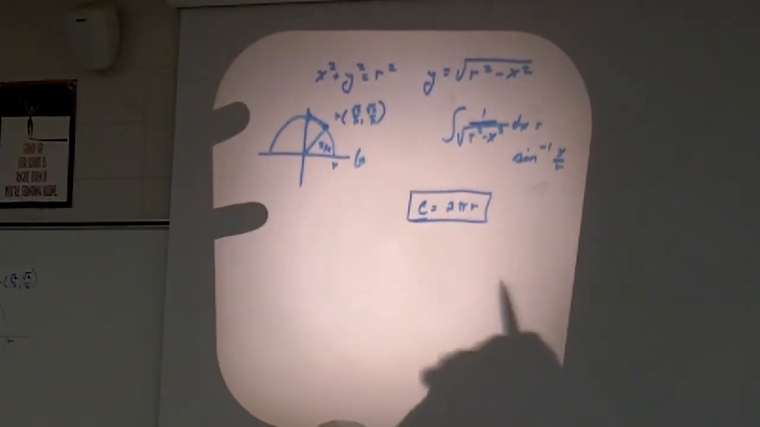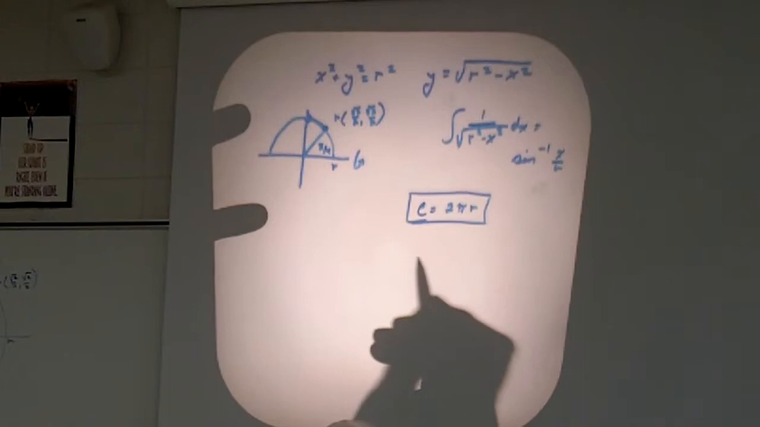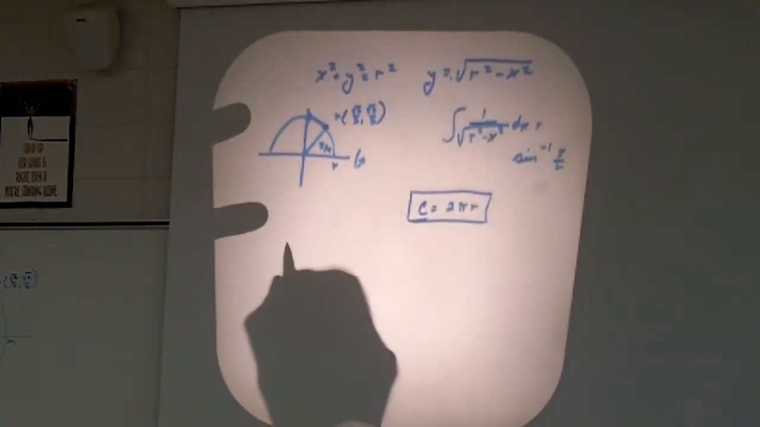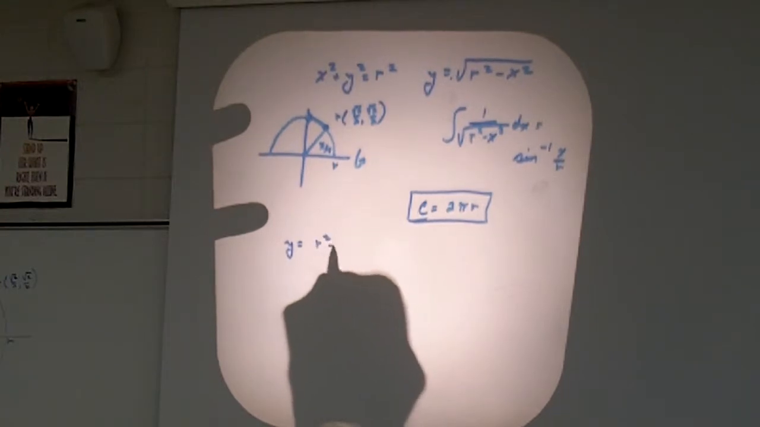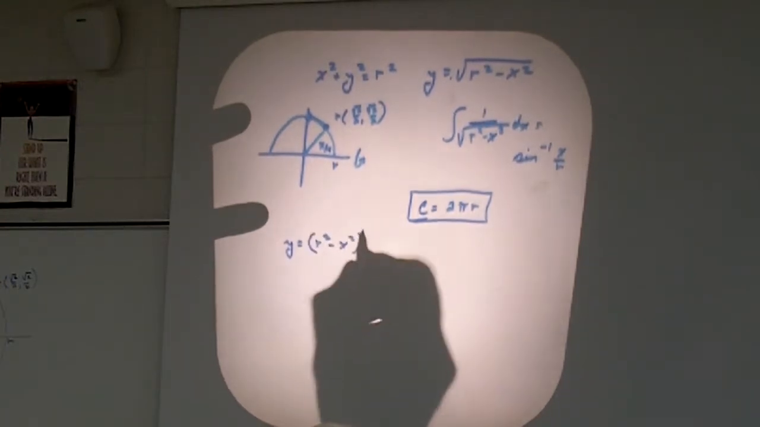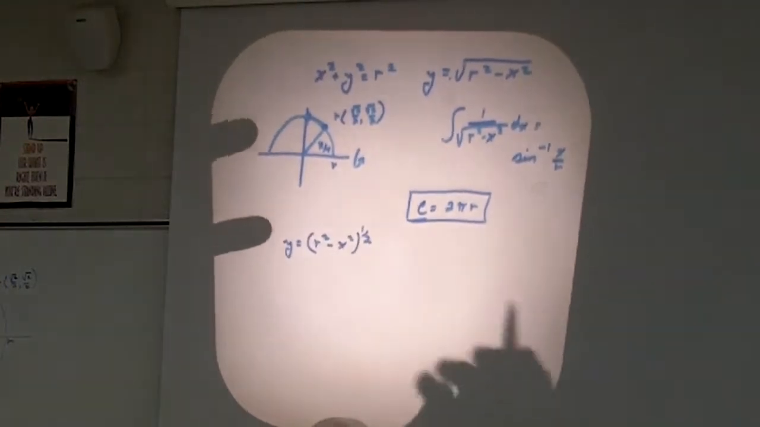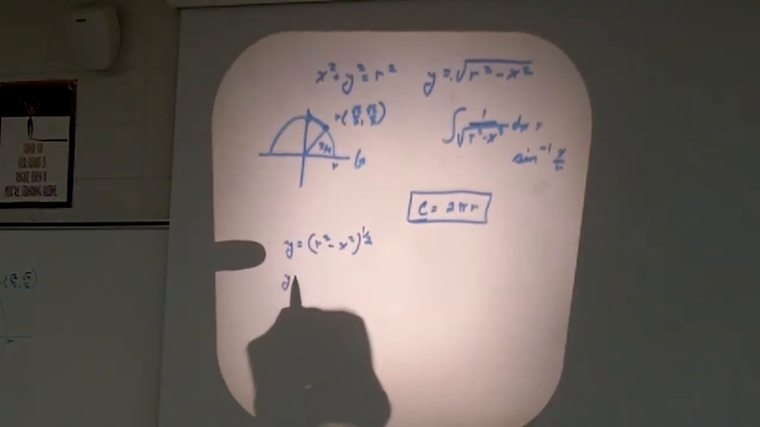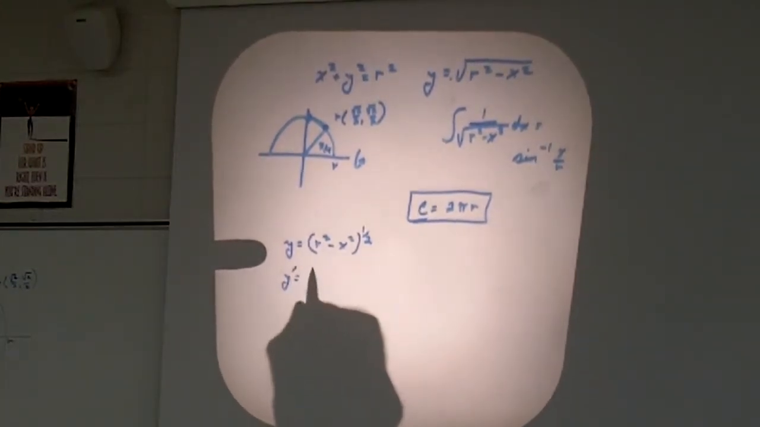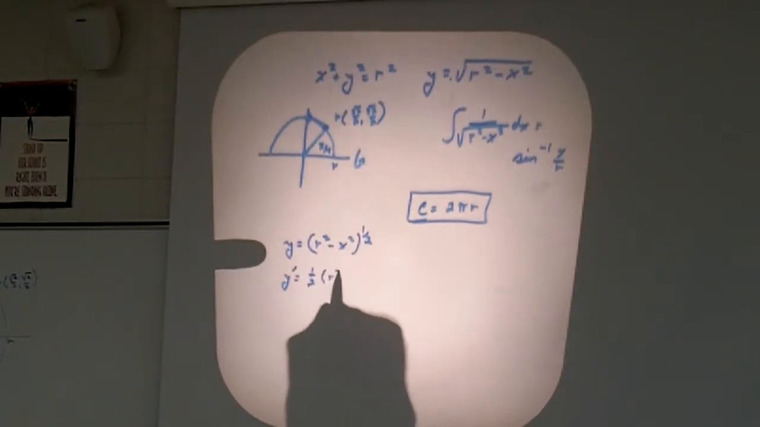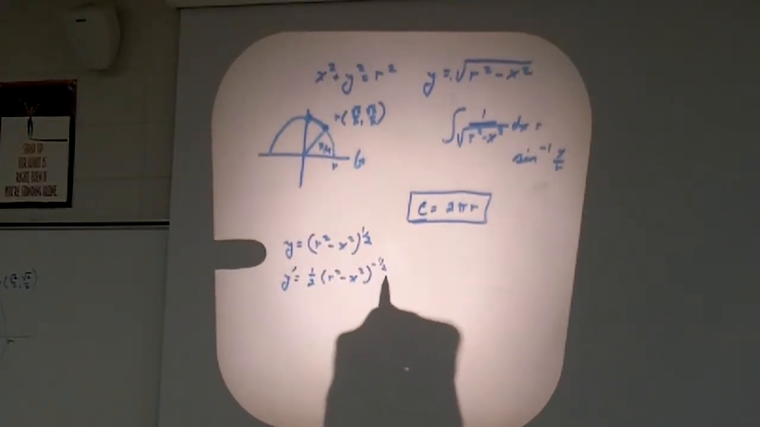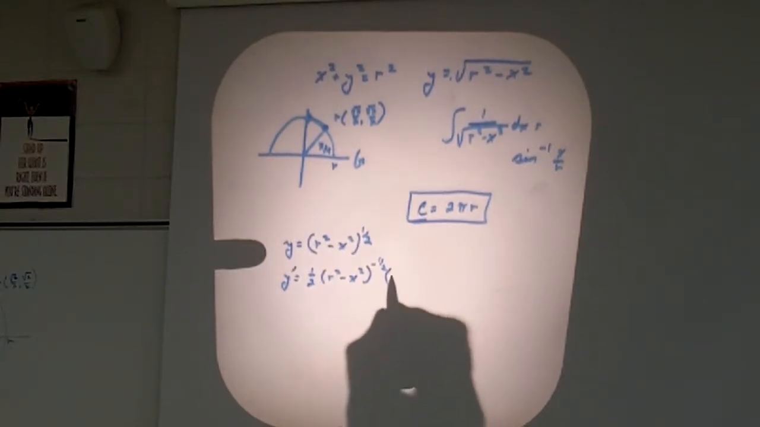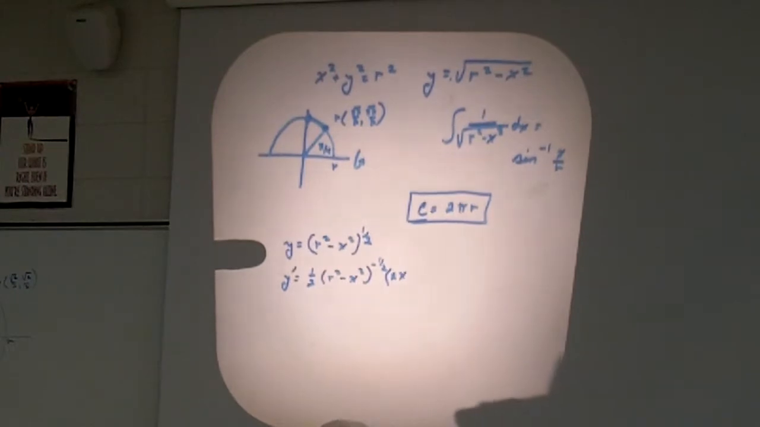So here we go. I'm going to go arc length. And here's my function. So that's going to be y equals r squared minus x squared to the 1/2. The derivative of that is going to be what? 1/2 r squared minus x squared, or negative 1/2, times that 2r, minus 2x.